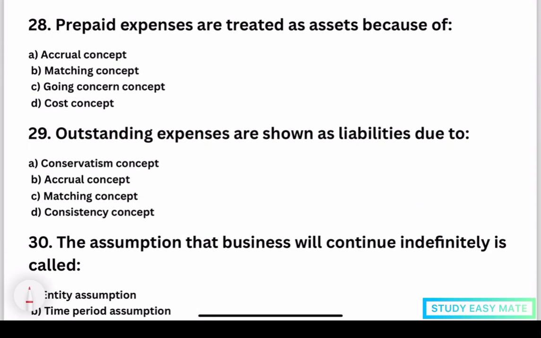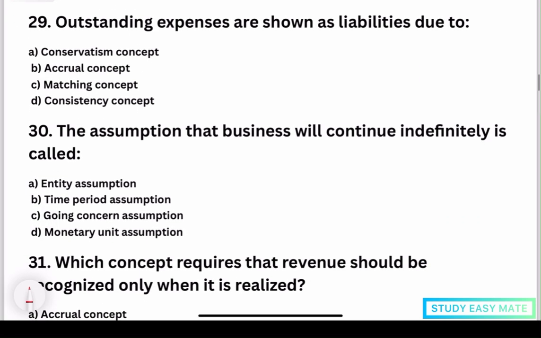So 28, prepaid expenses are treated as assets because of the matching concept. Why? Because these expenses will benefit future accounting periods. They are recorded as assets and gradually charged to expenses as the benefits are consumed, right? Ensuring proper matching of expenses with related periods. So 29, outstanding expenses are shown as liabilities due to the accrual concept. Why? Because this concept requires recognition of expenses when they are incurred, regardless of whether payment has been made. Outstanding expenses represent obligations that have been incurred but not yet paid.